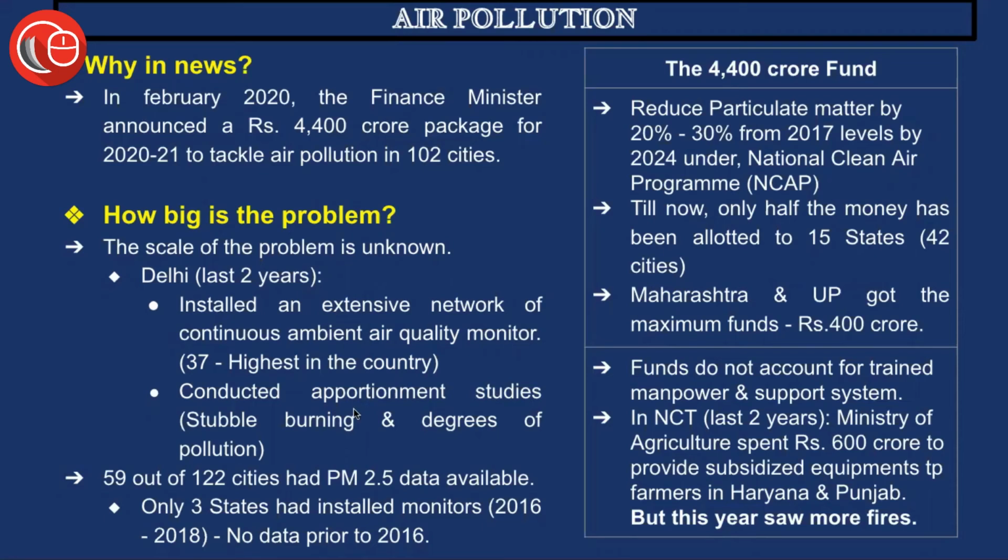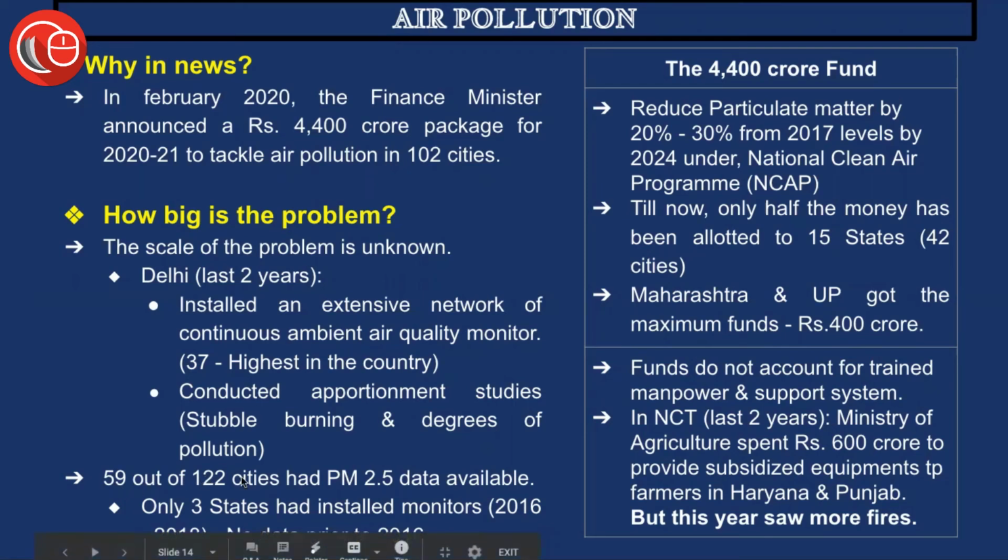By apportionment studies, we mean that it tries to understand which source is a greater contributor towards the air pollution. For example, it is not just the stubble burning that causes the air pollution, right? There are other reasons as well. We have transportation, a lot of industries, and other activities that also contribute to the air pollution, and of course the stubble burning. So it has conducted apportionment studies wherein it tries to understand that this percentage of pollution is coming from this source, and that percentage is coming from that source, so that the allocation of funds as well as the planning can be done in a more effective manner.